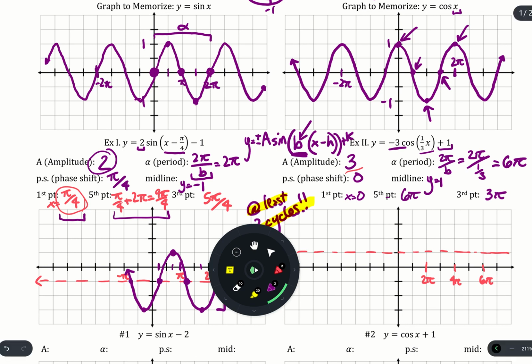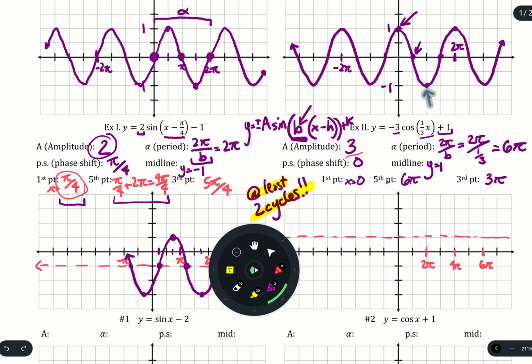Now this is a negative cosine. So think about the reflection of that. The reflection of that would start at a minimum, cross the x-axis, have a maximum, cross the x-axis, and have a minimum again. Okay, so I want you to use that reflection. Sorry, I was just trying to erase all of this. Think about that reflection as you're graphing.